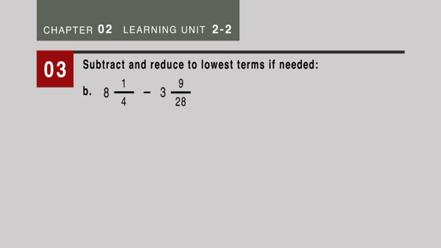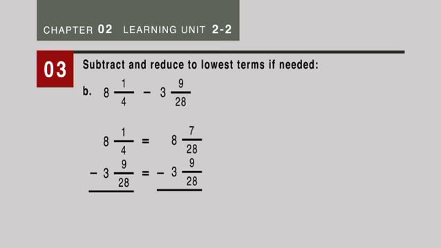Then we're going to look at B, which is 8 1/4 minus 3 9/28. So we take 8 1/4, and we have to change that to the common denominator of 28. So for 1 over 4, we figure out how many times 4 goes into 28, which is 7. So then we take the numerator times 7, or times 1. So 1 times 7 is 7, and that's over 28. We have our 3 9/28, so we take 8 7/28 and subtract the 3 9/28.